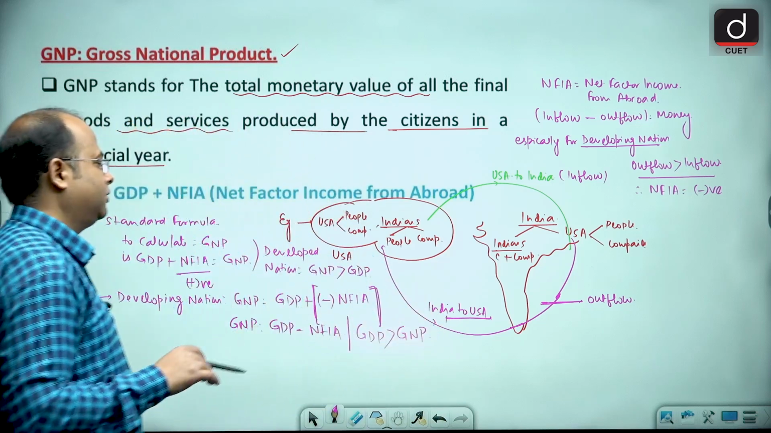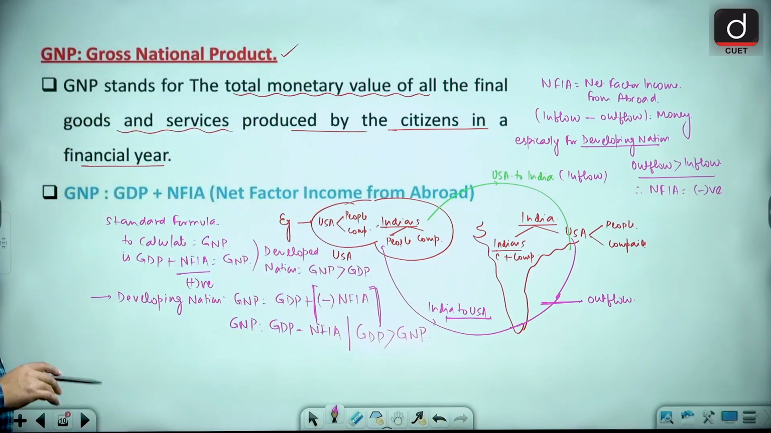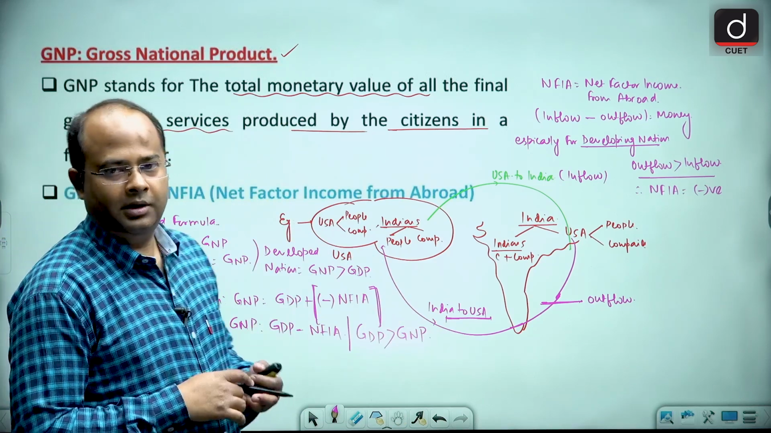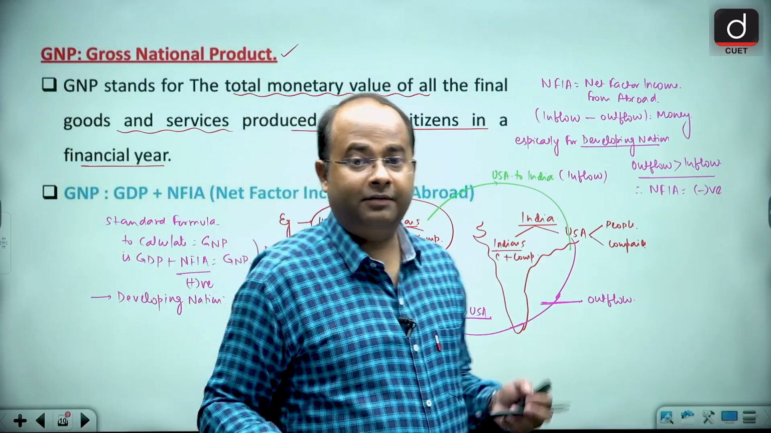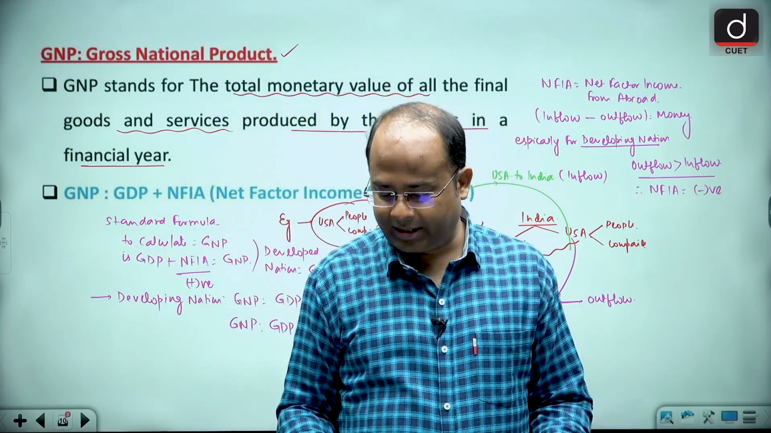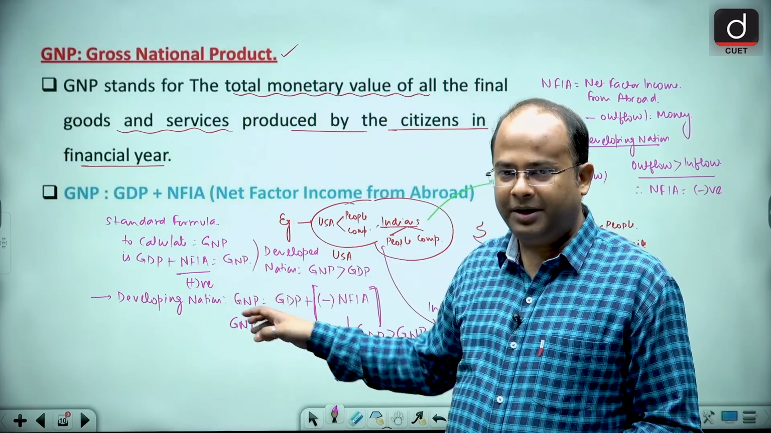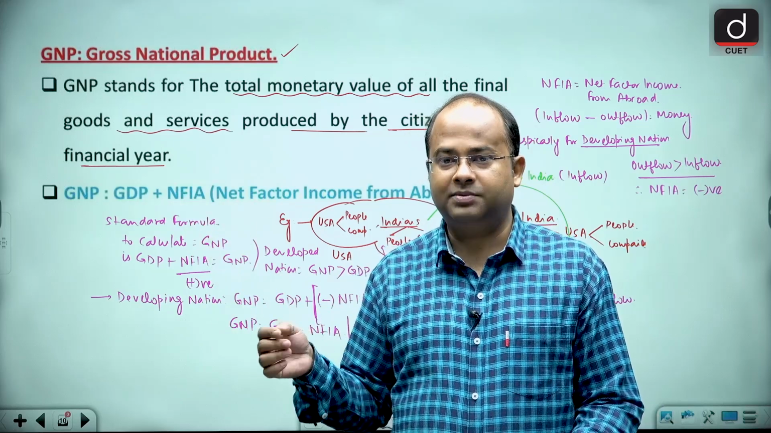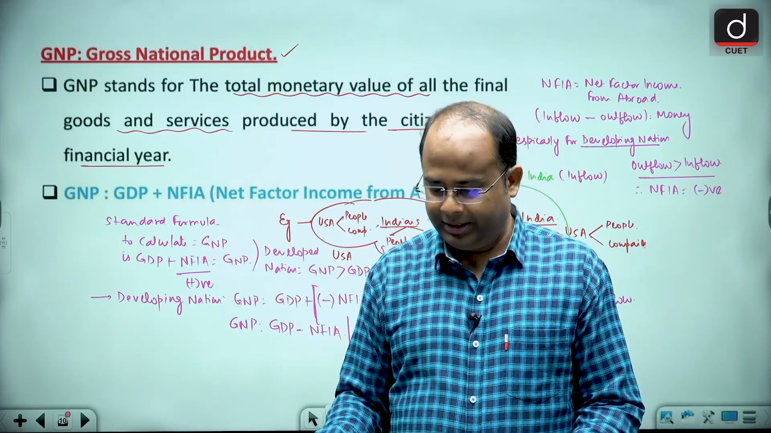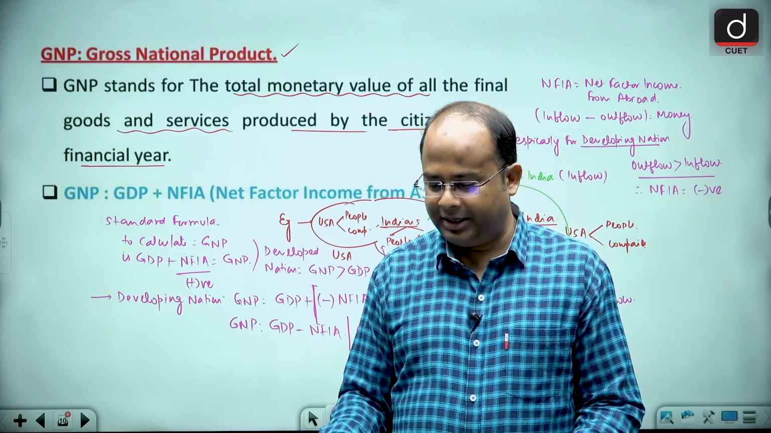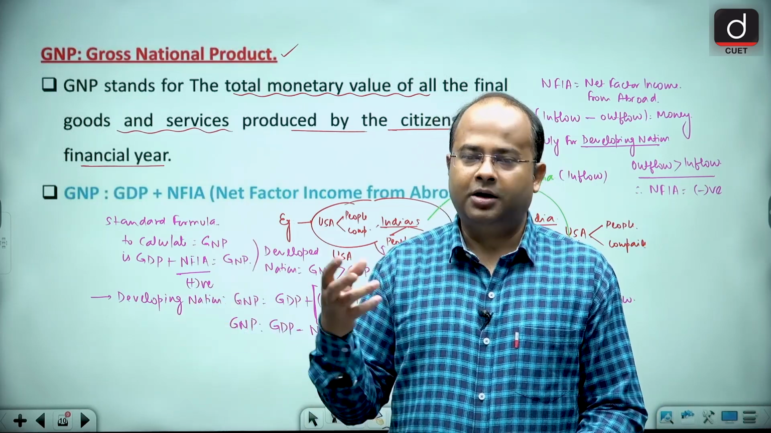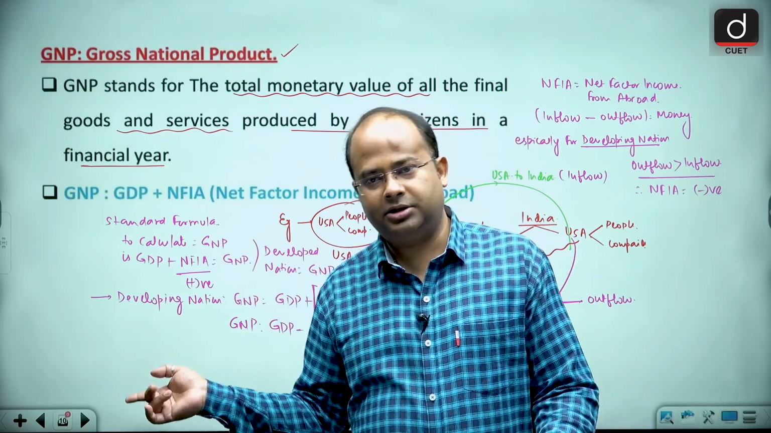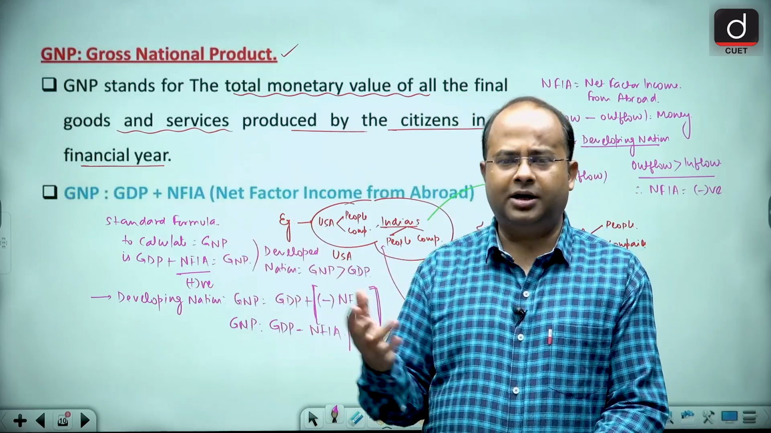So, in developing nation, what happens? The GDP is greater than GNP. Reason is this that the NFIA value becomes negative. Therefore, for India, guys, what exactly becomes the formula? That is GDP minus NFIA. Reason is this that the outflow of money from India is more than the inflow of money in India. So NFIA becomes negative, and once NFIA becomes negative, the overall GNP decreases. Therefore, GDP is always greater than GNP in developing nation and underdeveloped nation.